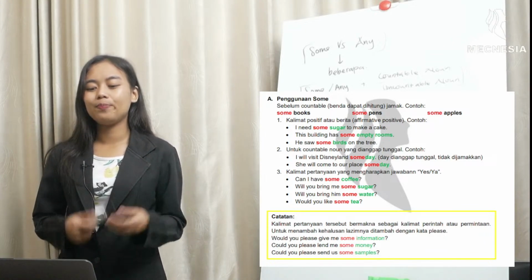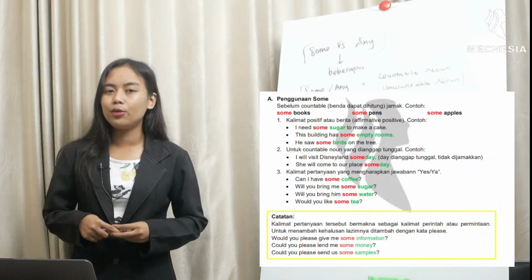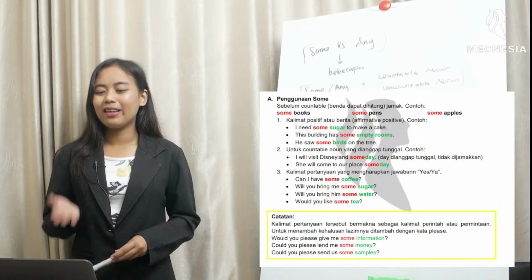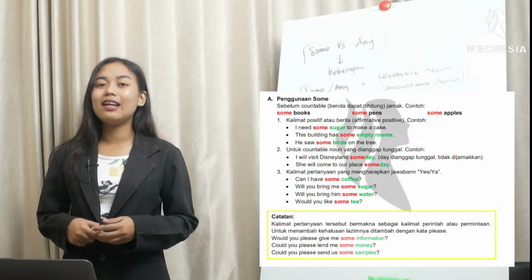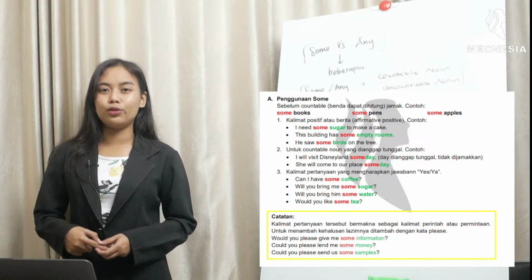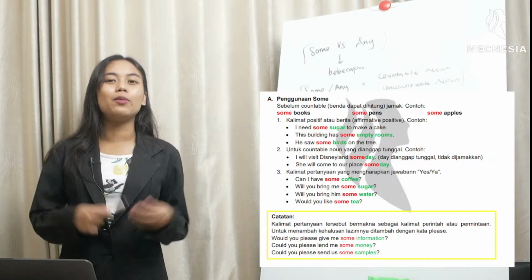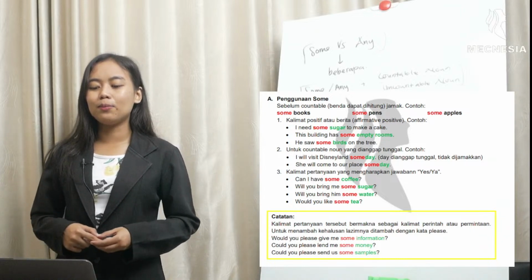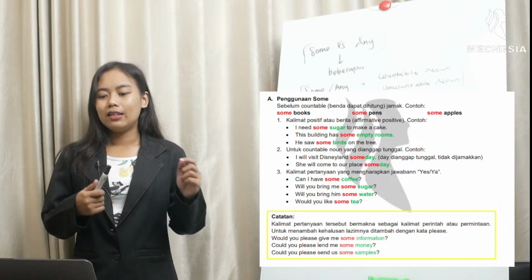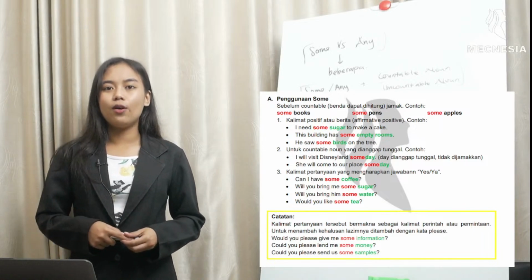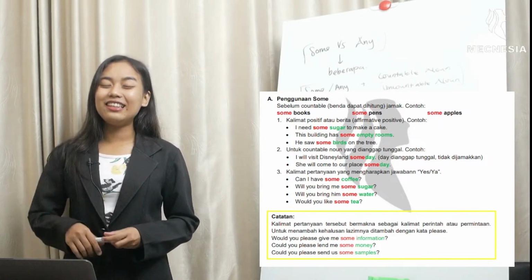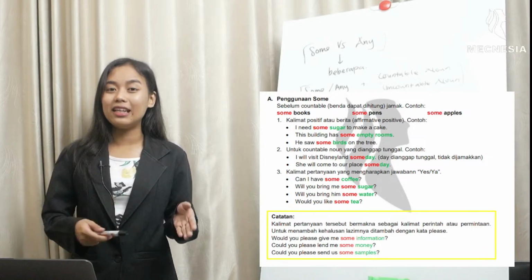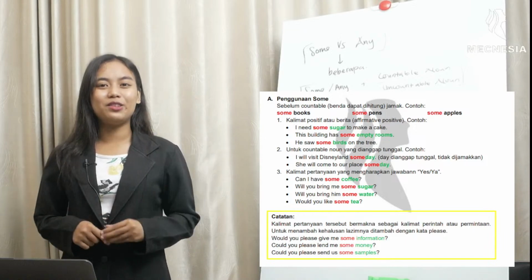Next, we have, this building has some empty rooms. Let's say it. This building has some empty rooms. Bangunan ini memiliki beberapa kamar kosong. The next one kita punya, he saw some birds on the tree. Let's say it with me. He saw some birds on the tree. Dia melihat beberapa burung di pohon.